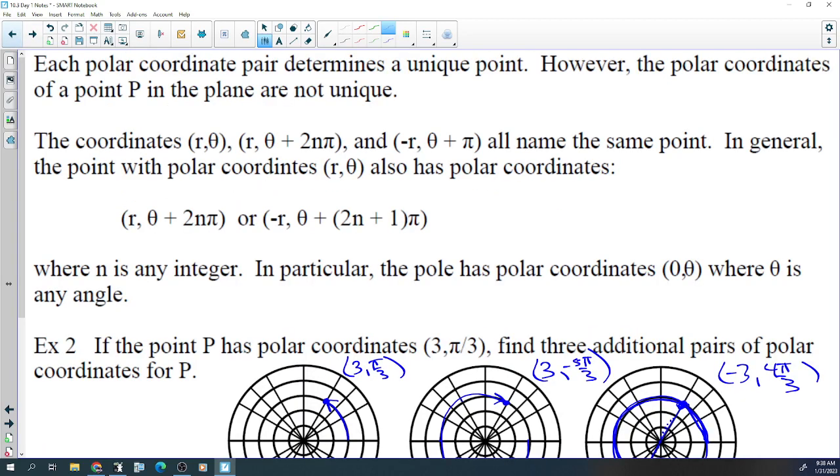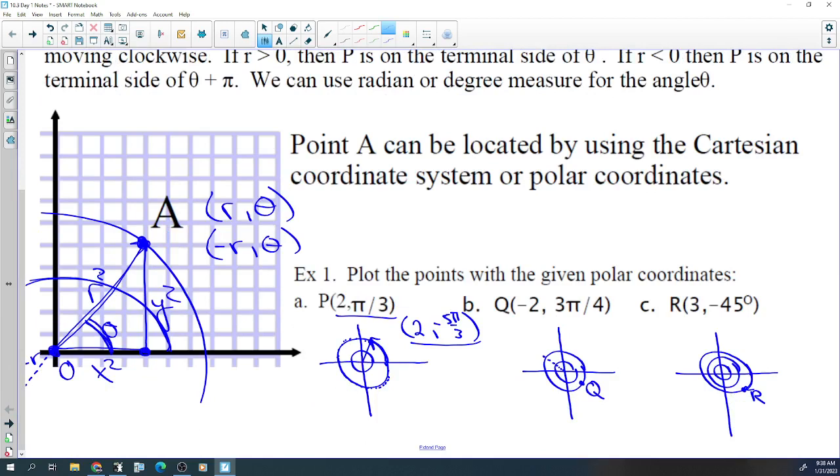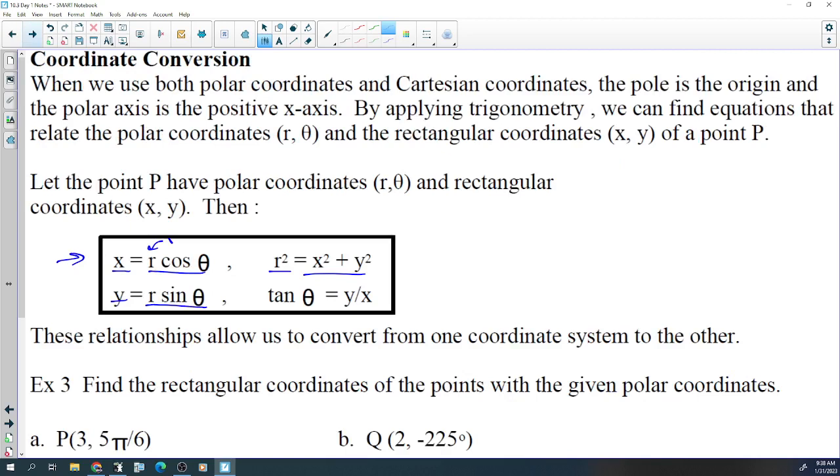Not only that, if we wanted to find the angle of this, we know that the tangent of the angle is y over x. So how do you find theta? You do inverse tangent. So tangent of theta is y over x. If you want to find the angle, you do the inverse tangent. These relationships allow us to convert from one coordinate system to the other.